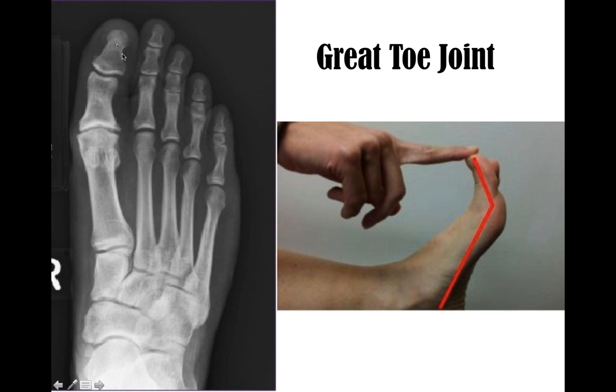So we're looking at the great toe joint here. If we look at the x-ray on the left, this is actually not an awesome x-ray. But what we can see is that you have your first metatarsal, which is here. These long bones in the foot are called the metatarsals. These are the phalanges.